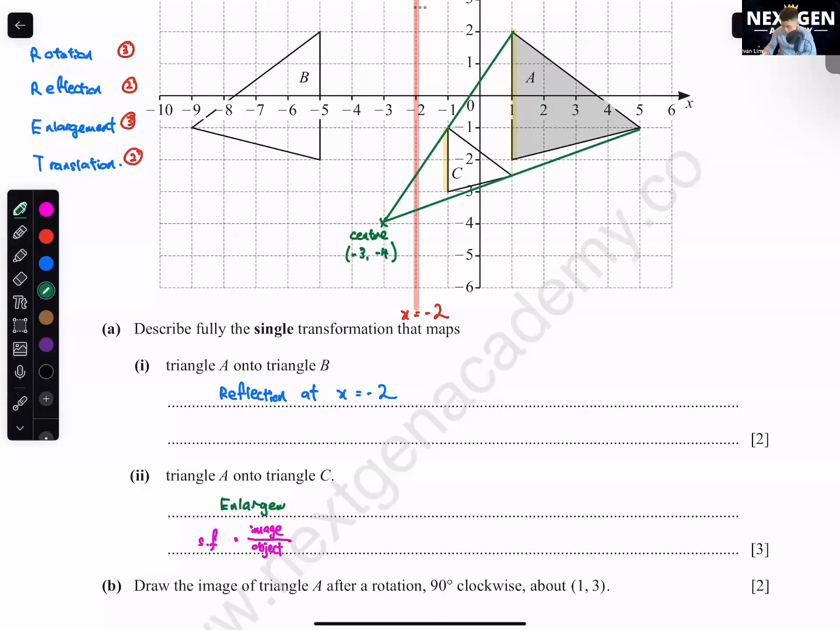So enlargement, center (-3, -4), scale factor. Okay, what's the scale factor? What did we calculate here? From 4 became 2. So 2 over 4, which equals 1 over 2.